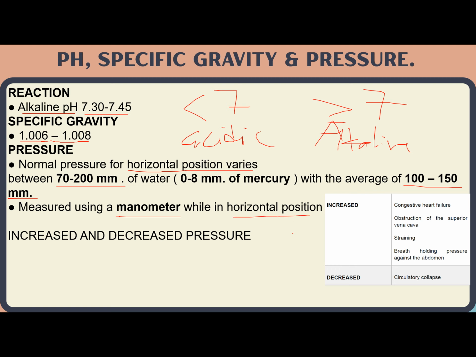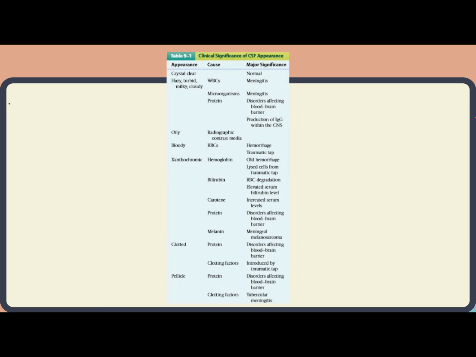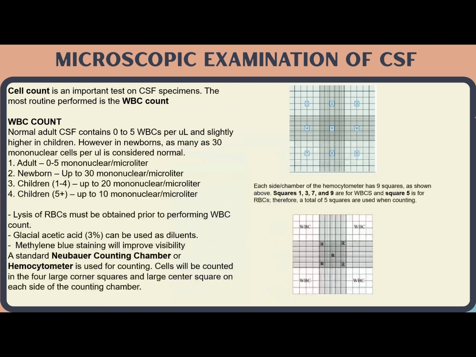So increased and decreased pressure, class, would occur in the following. You would have increased pressure in congestive heart failure, obstruction of the superior vena cava, straining, breath holding, and pressure against the abdomen. Then you would have decreased pressure in circulatory collapse. Now take note, class, this is the summary of the clinical significance of your CSF appearance. So I won't discuss them, class, because they're basically what I mentioned earlier. But do memorize them. They will come out in your quiz.